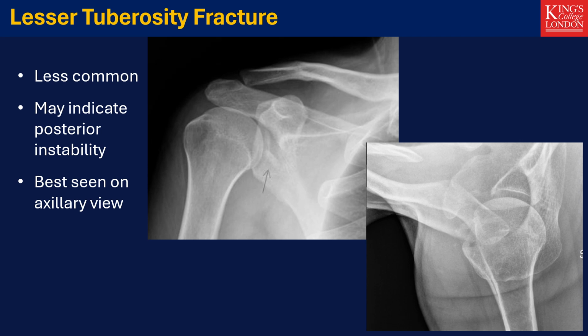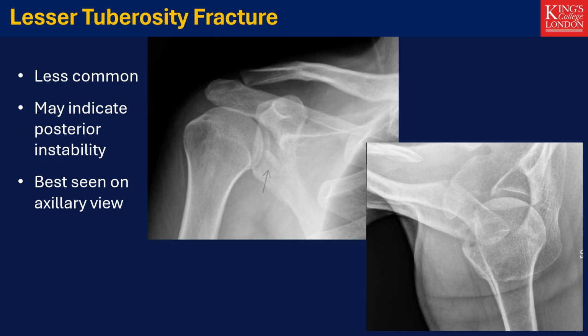Lesser tuberosity fractures are uncommon and most often are associated with posterior glenohumeral dislocation. If you are thinking posterior instability, you must think lesser tuberosity. The axillary projection shown here on the lower right is essential. On standard AP views, these fractures can be completely obscured.